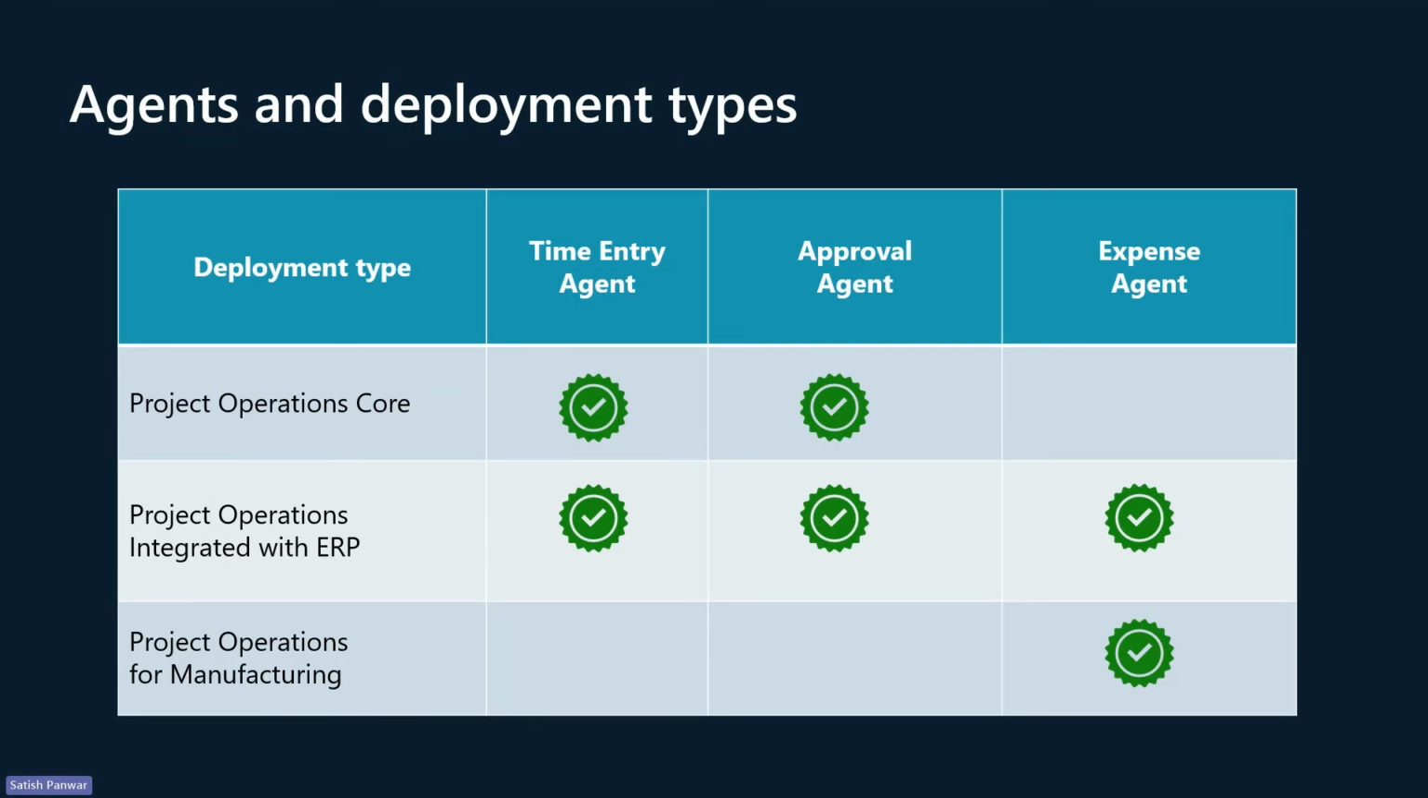Time and approvals agents are applicable for 2 deployment types, project operations core and project operations integrated with ERP. Approval agent is also applicable to expense entries that are submitted in Dataverse directly. Expense agent is applicable to project operations integrated with ERP deployment type when customer is using expense management module, and also for project operations for manufacturing deployment type. Any customer that is using expense management capabilities in Dynamics 365 Finance and Operations app can use expense agent. There is no dependency on projects module to enable the expense agent.